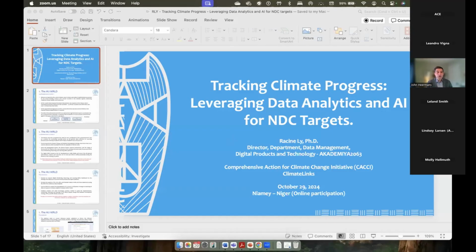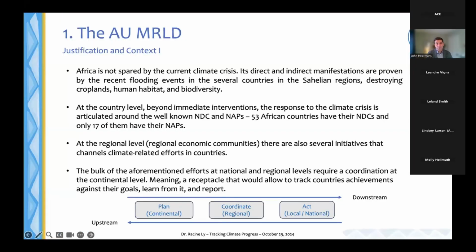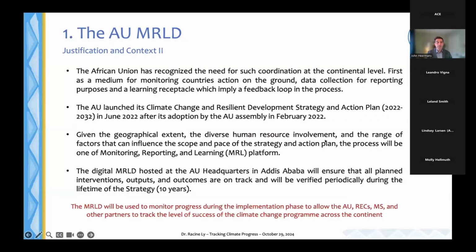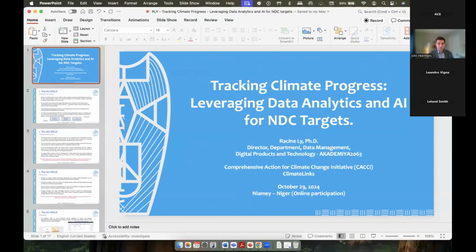So I'm pleased to welcome Racine Lee, the Director of Data Management and Technology with Academia 2063. His primary areas of research are in predictive modeling, machine learning techniques applied to geospatial data and crop type classification with unsupervised learning techniques. Racine believes in harnessing technology and digital tools to impact policy and decision-making processes in the agricultural sector, though I know that he works beyond and across much more of the economy-wide solutions encompassed in the NDCs.